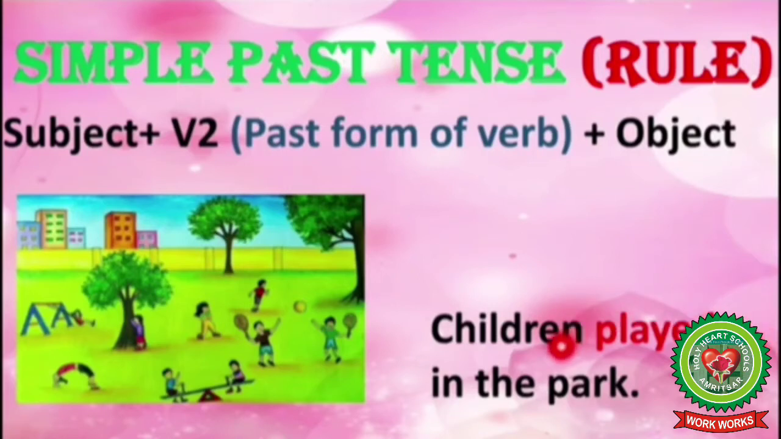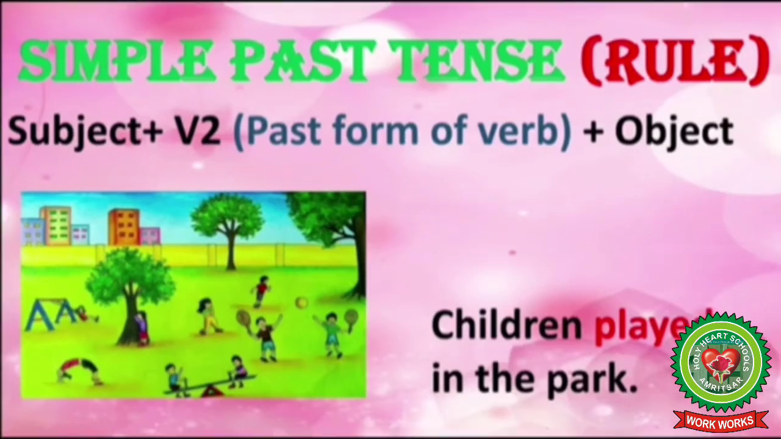Here, children is the subject, played is the past form of verb, and in the park is an object. Students, here the verb played shows that the action was done in the past.